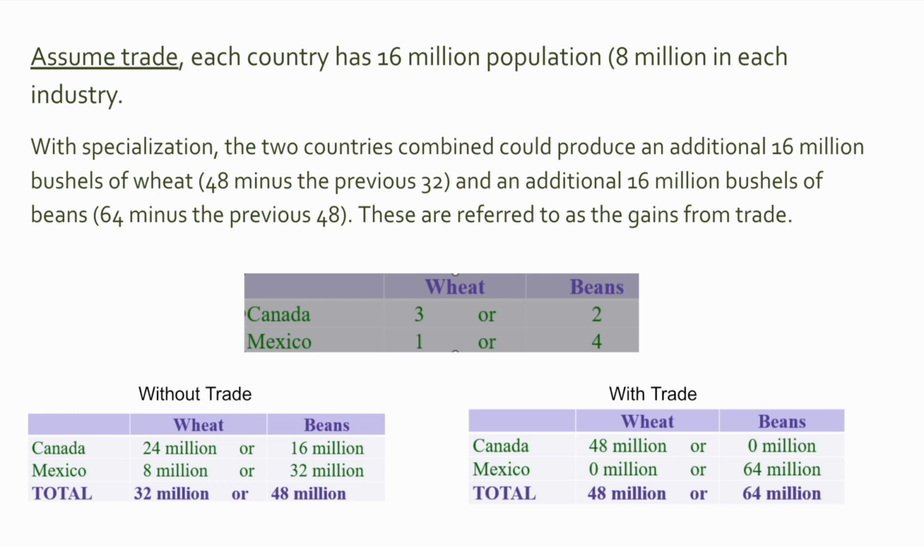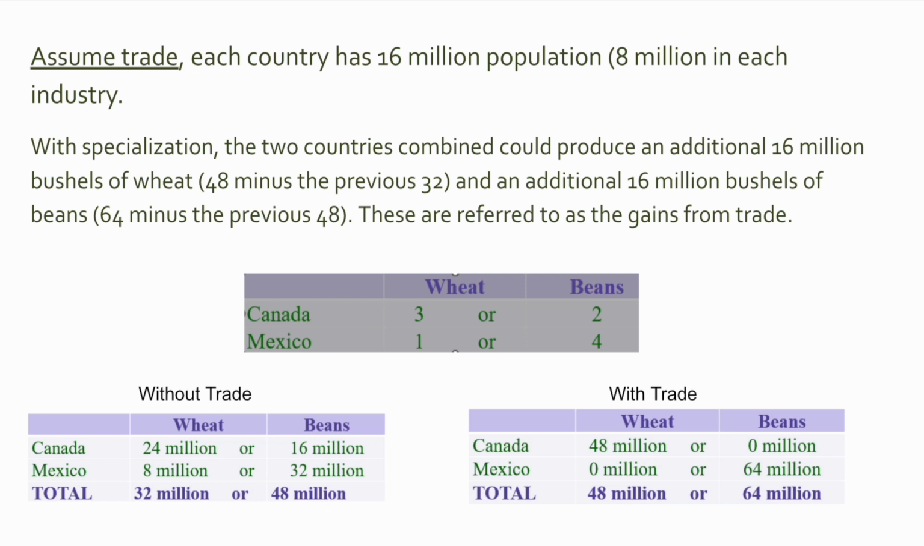Let's add up what the totals are now. So total wheat production is 48 million. And the total beans production is 64 million. Now let's compare that to without trade. Without trade, we only made a total 32 million. So with trade, we're making 48 million. Much more productive, isn't it?